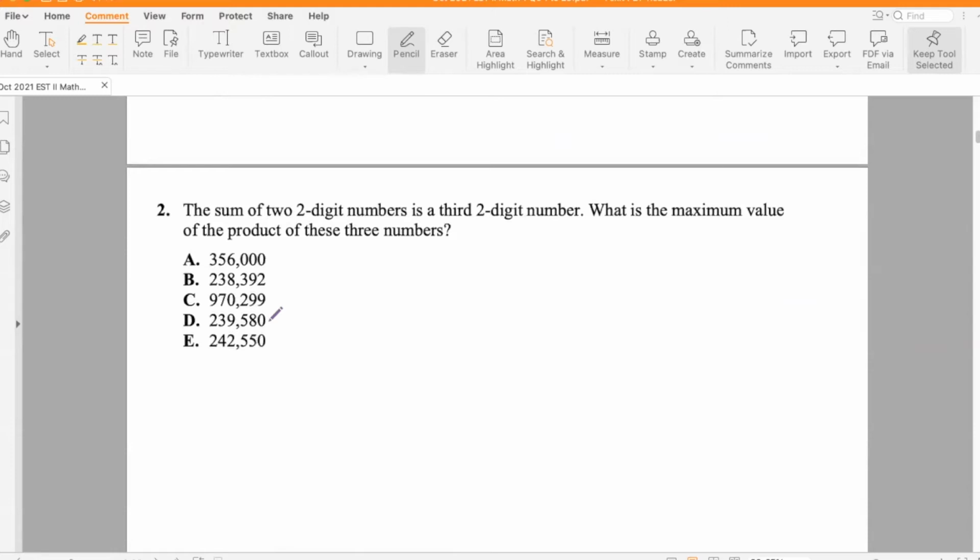The sum of two two-digit numbers is a third two-digit number. What is the maximum value of the product of these three numbers? Obviously the sum will be 99 to make it maximum, and 50 and 49 should be taken, because when the numbers are closest, their product would be maximum. So it would be 50 into 49 into 99. Let's plug that in. So that's 242,550, option E.